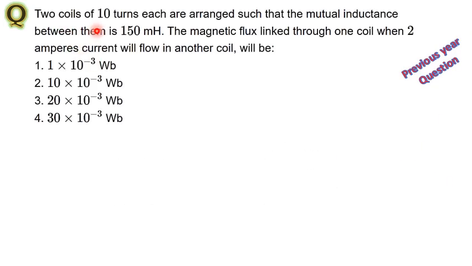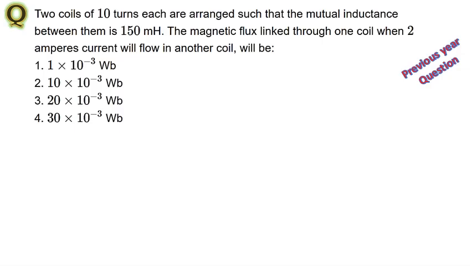Next one: two coils, 10 turns each, are arranged such that the mutual induction between them is 150 millihenry. Find the magnetic flux linked to one coil when a current of 2 ampere flows in the other coil. We have seen the first problem.